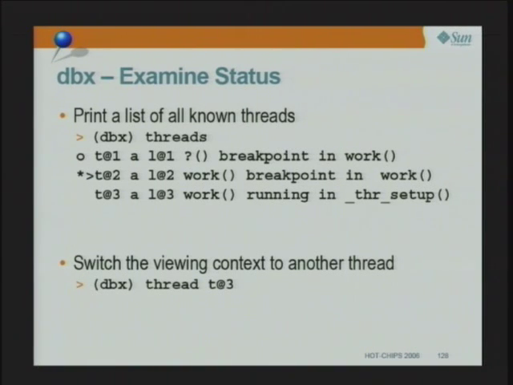The first thing it can do is print a list of all known threads. In DBX, you say threads. So for example, here we have three threads: thread 1, thread 2, thread 3. This column gives you the start routine for each thread, and what the status is right now: is it running or at a breakpoint, and in which routine it is. You can also switch to another thread to have a view. If you want to look at the call stacks, you can switch to another thread and type where, and it will show you the call stack for that particular thread.